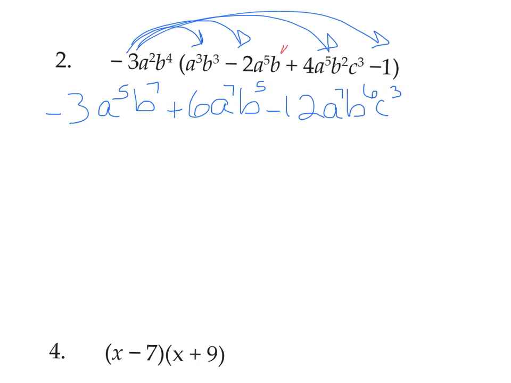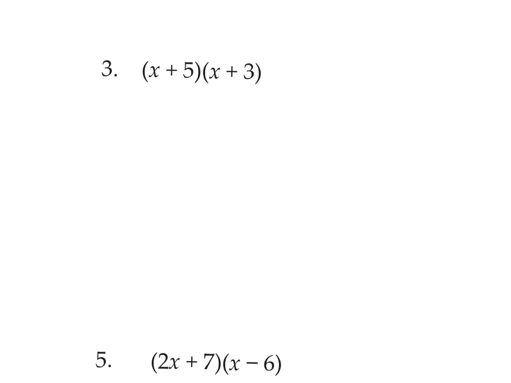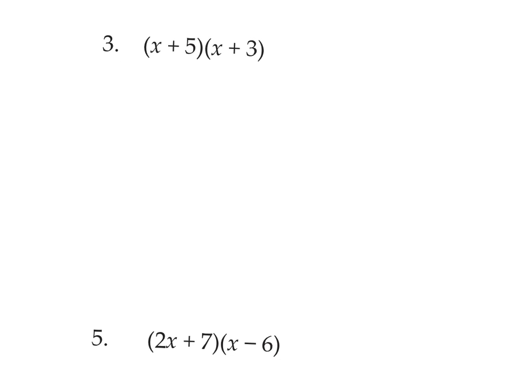Now here to here. Negative times negative is positive. 3 times 1 is 3. We're going to carry these variables down because there are no variables to put with it here. So we'll have an a squared b to the 4th. All right, let's go to question 3. Question 3 is a binomial times a binomial. So we're going to do double distribute.